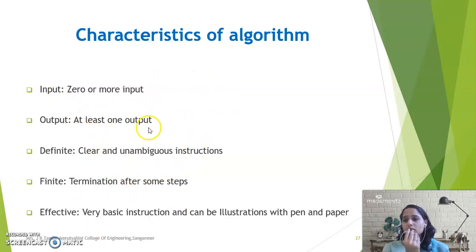In summary, input means 0 or more inputs, output means at least one output, definite means very clear and unambiguous instructions, finite means termination after some steps, and effectiveness we have already discussed. So that is all about the characteristics of an algorithm and an introduction to algorithms.